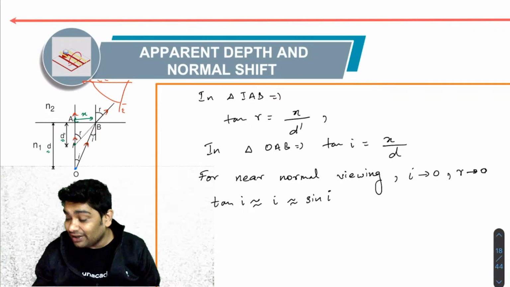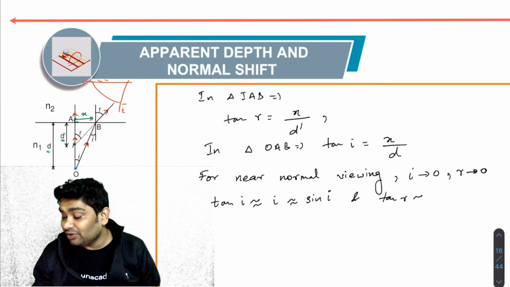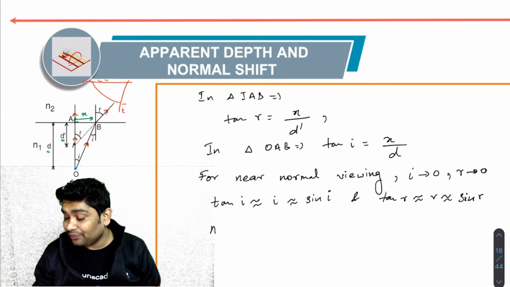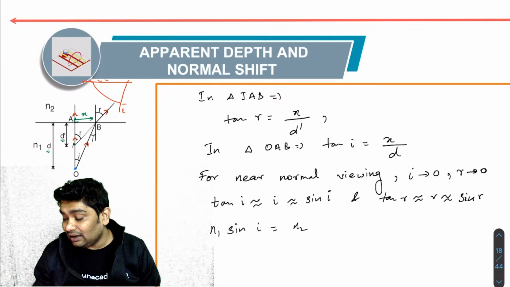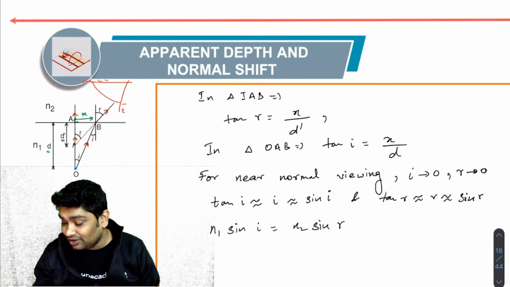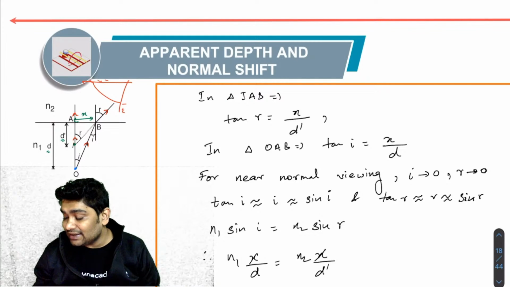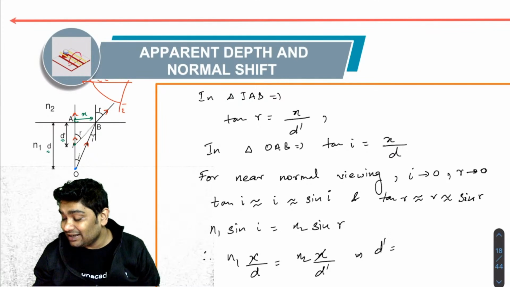Similarly, tan r would be roughly equal to r, which will be roughly equal to sin r. Now you also know n1 sin i equals n2 sin r. So if I substitute these values, what I can say is n1 times x over d is equal to n2 times x over d dash. So what you realize is d dash, which is the apparent depth, is n2 over n1 times d.